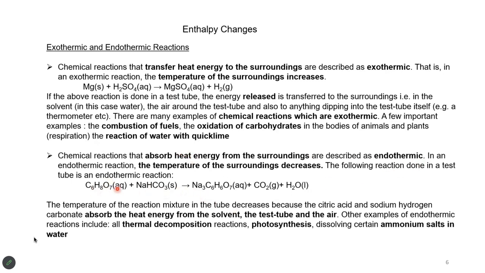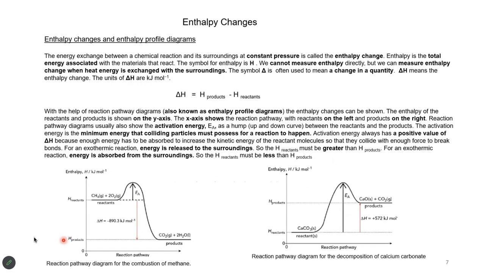Here is another reaction: citric acid with sodium hydrogen carbonate. It absorbs heat energy from the solvent, the test tube, and the air, and that is an endothermic reaction. Some other examples of endothermic reactions: all thermal decomposition reactions are endothermic, photosynthesis is endothermic, and ammonium salts dissolving in water are endothermic. Now we take the enthalpy change and the enthalpy profile diagram to explain endothermic and exothermic reactions.